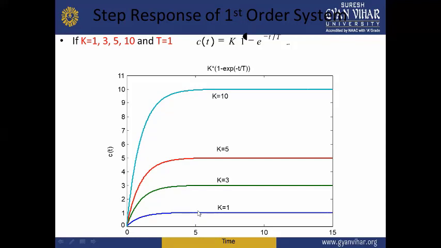Now, what does it mean? It means that when you increase the gain, the magnitude will increase, but the time taken by the system to reach the steady state value will remain the same. It will vary only with the change in the time constant. For all these values of gain, we have kept the time constant equal to 1 only. That's why you are getting the same steady state time in each case. I hope you have understood this concept.